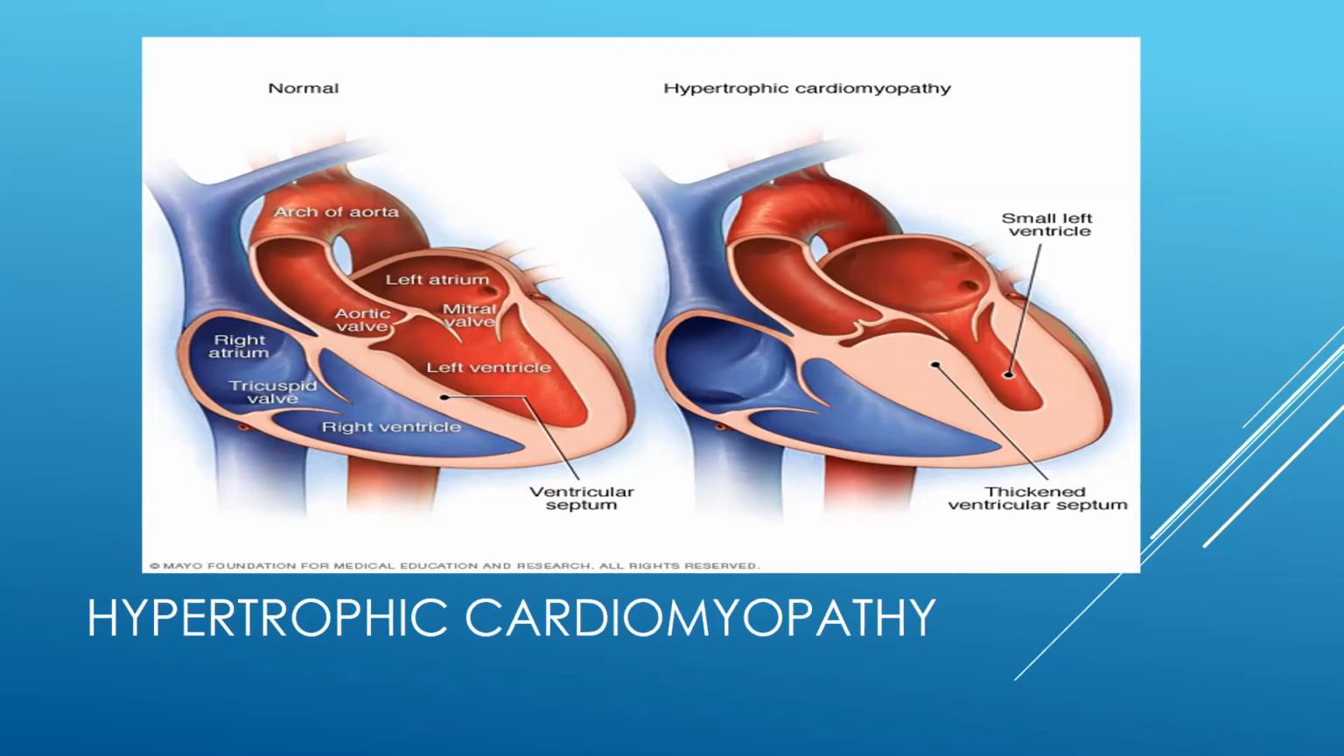So in hypertrophic cardiomyopathy, it is a diastolic dysfunction because that inner portion of that septal wall has thickened and it prevents that left ventricle from pumping the way that it needs to pump.